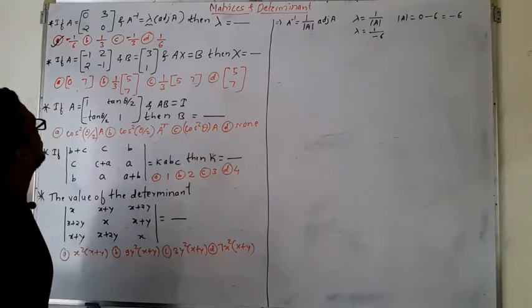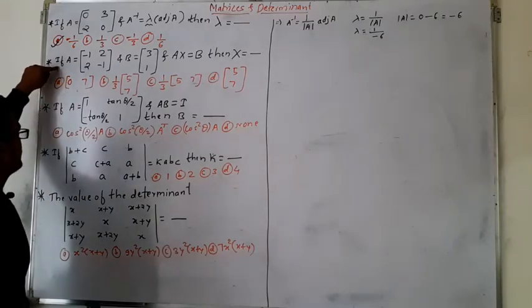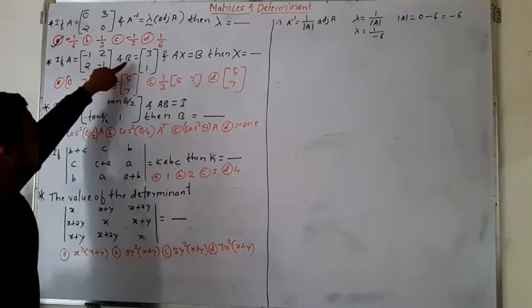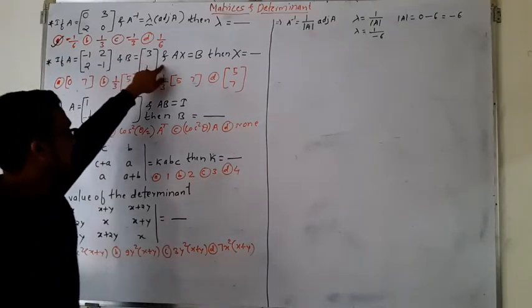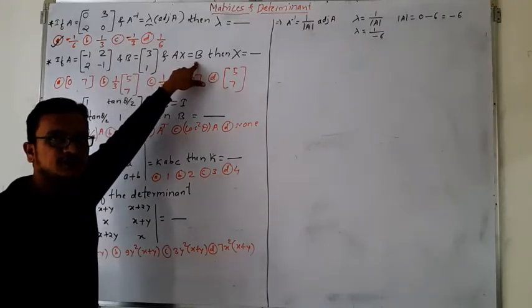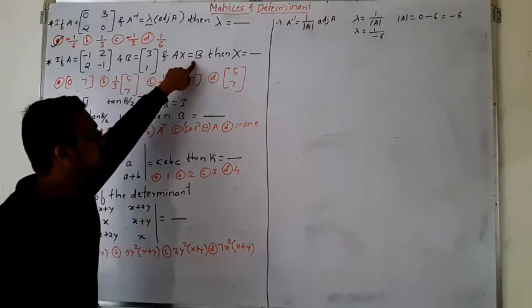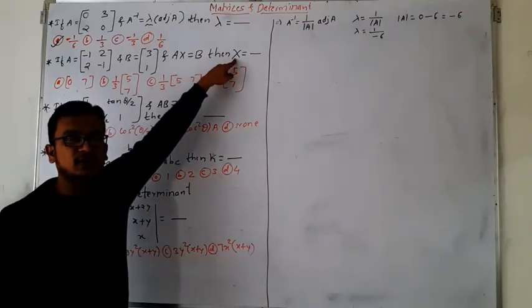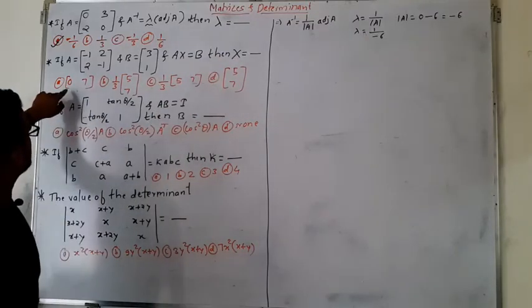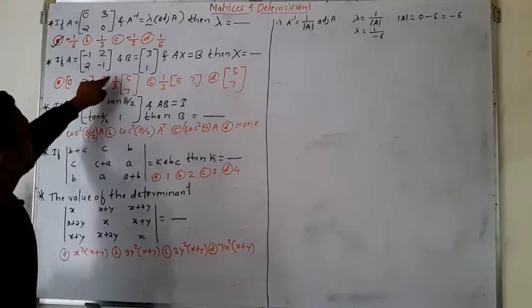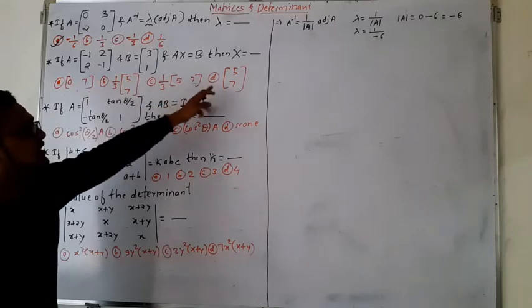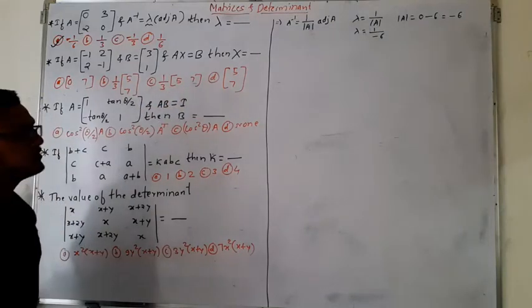Okay, next question. If A is equal to the matrix minus 1 2 2 minus 1 and B is equal to 3 1, and Ax is equal to B, this condition is given, then what is the value of this matrix X? Options are: matrix 0 7; 1 by 3 into 5 7; 1 by 3 into 5 7; and D is just 5 7.